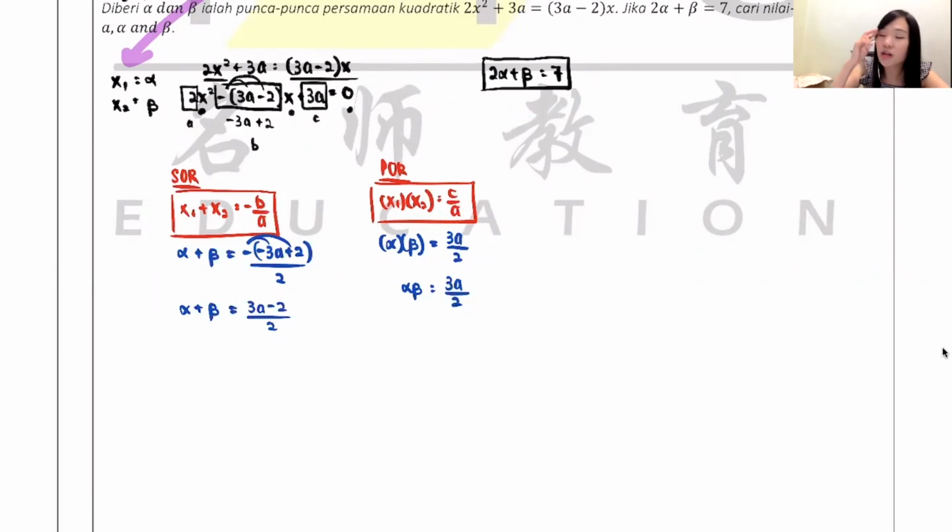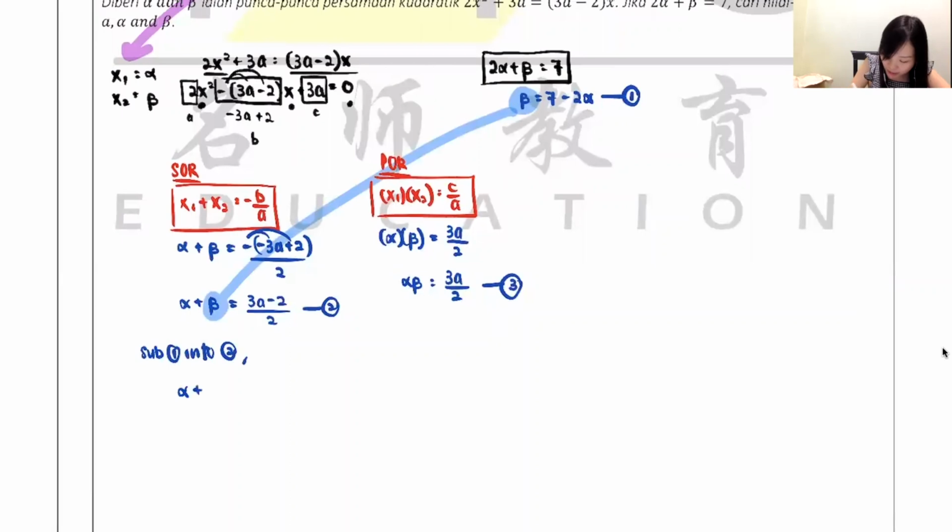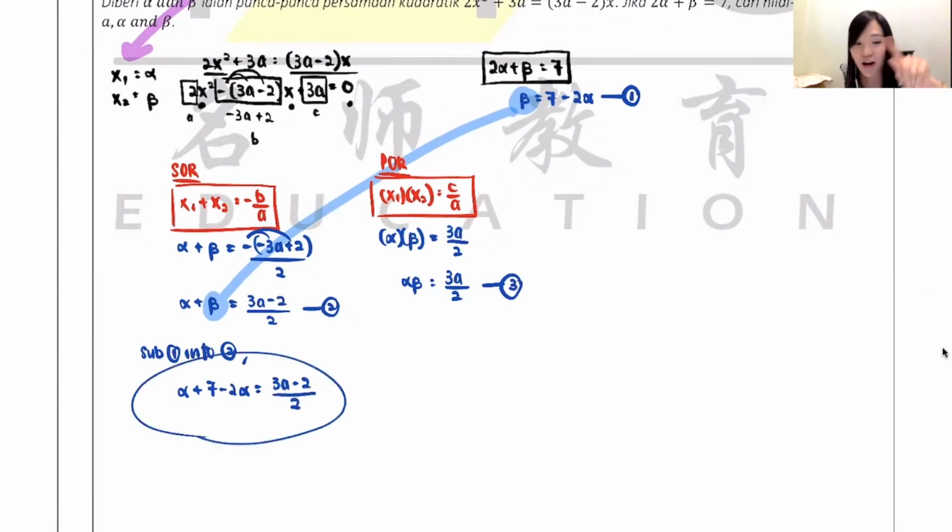How does it help? So I definitely will choose beta because beta is alone. The alpha got 2. So isn't it plus 2 alpha, move it over minus 2 alpha? I think this one can call it equation 1. So if this one is equation 2, this one equation 3, I feel like I can sub 1 into 2. Why do I sub? Because if you sub, then your unknowns will become fewer. Show you, okay? So if I sub inside, alpha plus 7 minus 2 alpha equals to 3a minus 2 over 2. Do you realize after I sub, no more beta, only left alpha and a. Then I think it's quite easy to find.